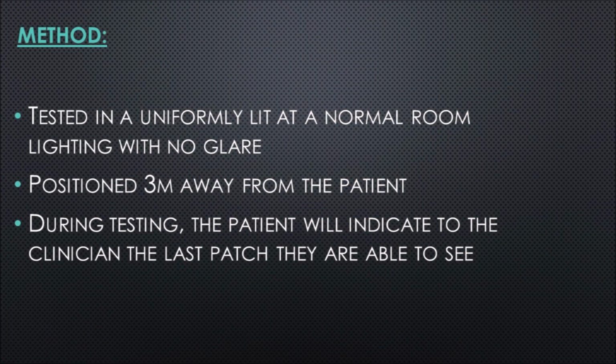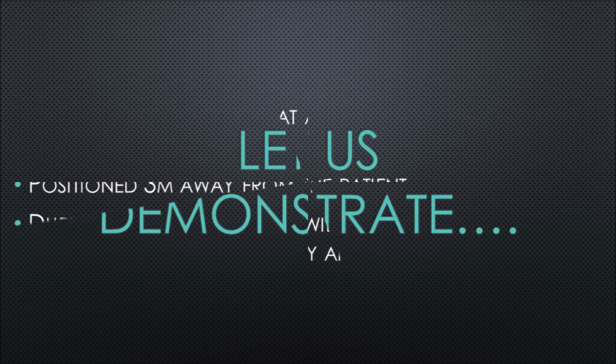When performing the test, the chart should be uniformly lit at normal room lighting with no glare, and positioned 3 meters away from the patient. The bottom of the chart has demonstration patches, which can be used as an example to explain the positioning of the gratings if the patient has not performed the test before. During the testing, the patient will indicate to the clinician the last patch that they are able to see, and in this instance, the clinician will ask the patient to describe the orientation of the lines.